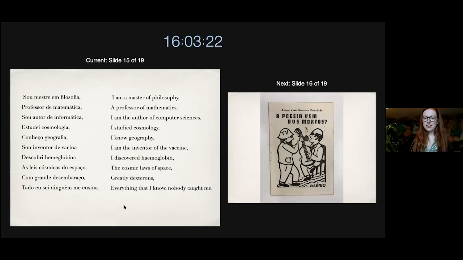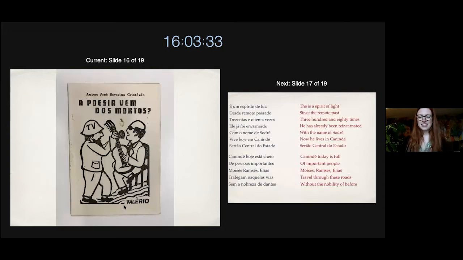And in my interviews, there emerged another slightly more surprising source of poetic information and inspiration, which is the dead. So this is a chapbook called Does Poetry Come from the Dead? This region, Northeast Brazil, is home to multiple religious and spiritual traditions which assert the possibility of communication with the dead and of reincarnation.